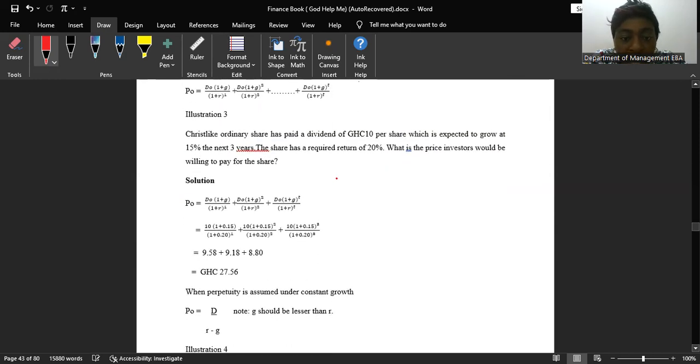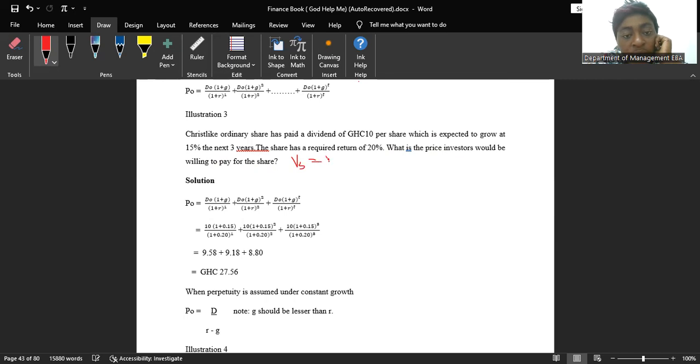Okay. So let's stop this question. It says Kaiser ordinary shares has paid a dividend of 10%, which is expected to grow at 15% for the next 3 years. The shares have a required return of 20%. What is the price an investor would be willing to pay for the shares? Okay. So now let's go. It's 3 years.